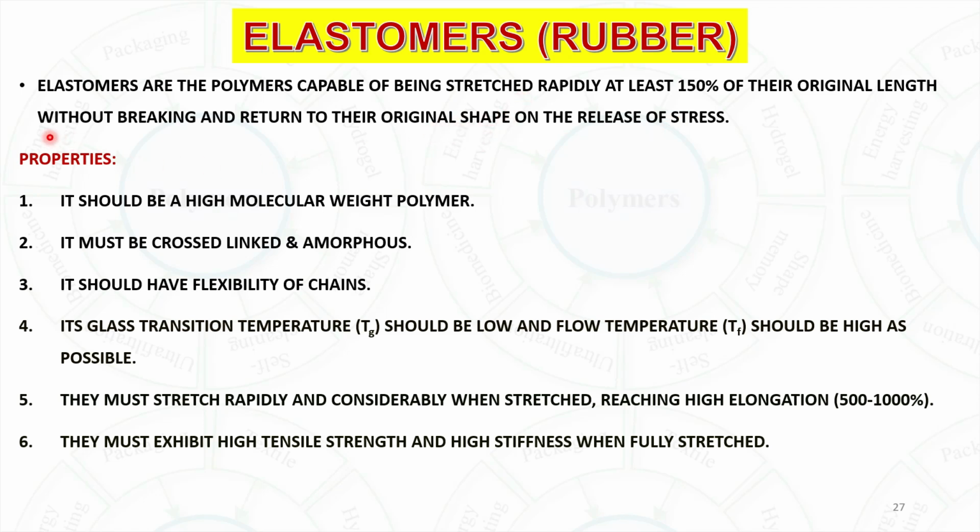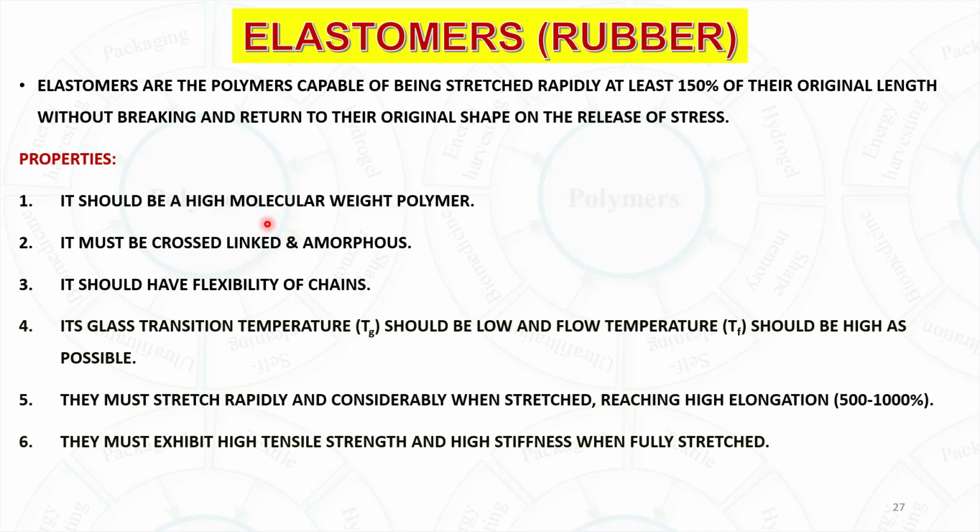Some of the properties of the elastomers are: number 1, elastomers should have a very high molecular weight of the polymer. That means the degree of polymerization should be high, and to define what should be the exact value, you need to know the application of that particular rubber. Number 2, rubber must be cross-linked and amorphous. See, your polymers may be semi-crystalline or in amorphous form, various forms are there. But to characterize a polymer as an elastomer, the physical state must be amorphous. And there must be cross-linking in the chains of the polymers, right?